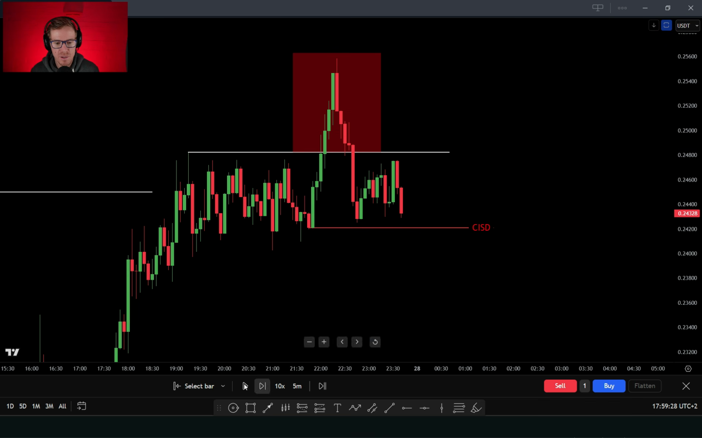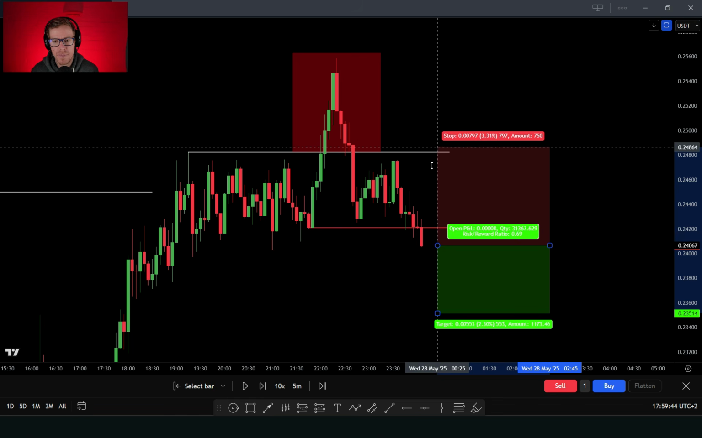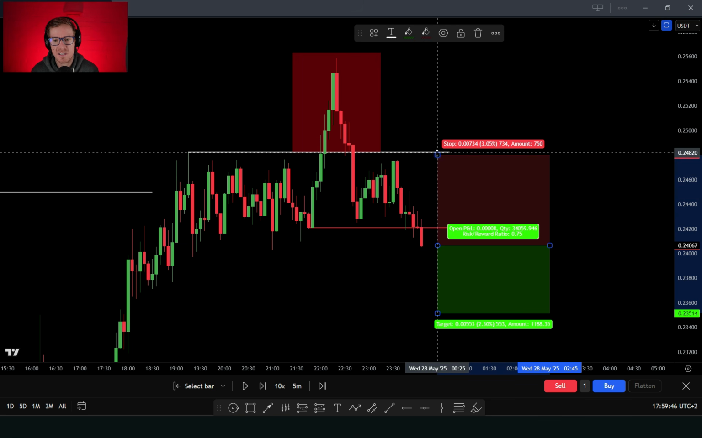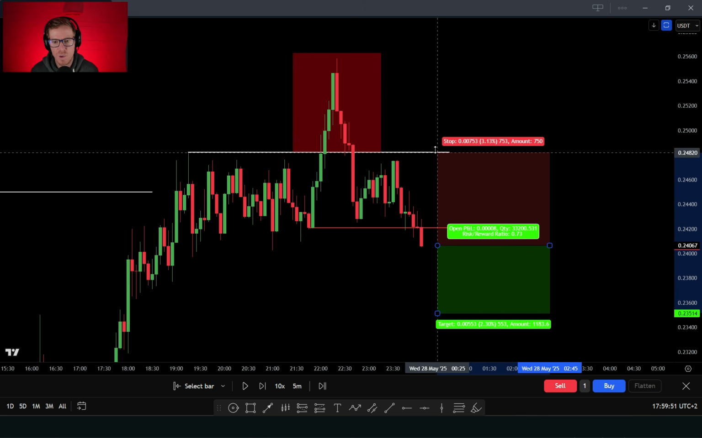So what we want to do is wait for price to break the CISD level. Oftentimes it will act as a very strong support or resistance level. So you can see we got a break, and this is precisely where we enter on the CISD or the break. Stop loss can come above the swing highs or above the manipulation if you want to be super safe. Either one can work very well.